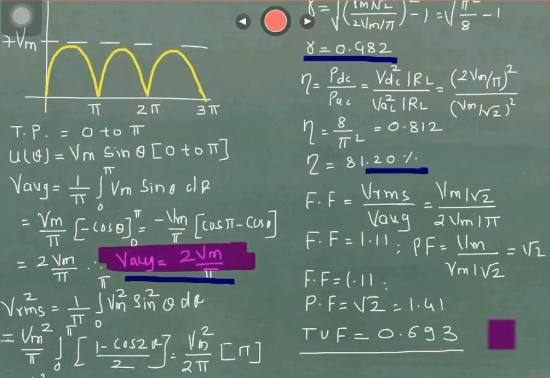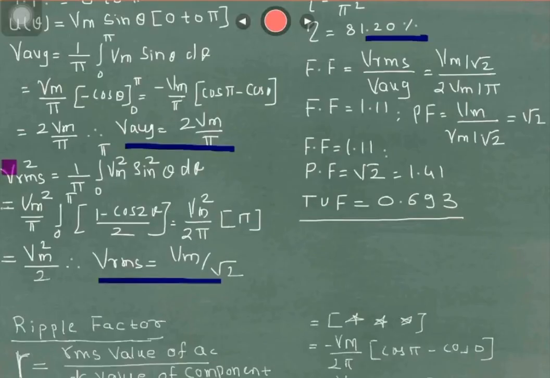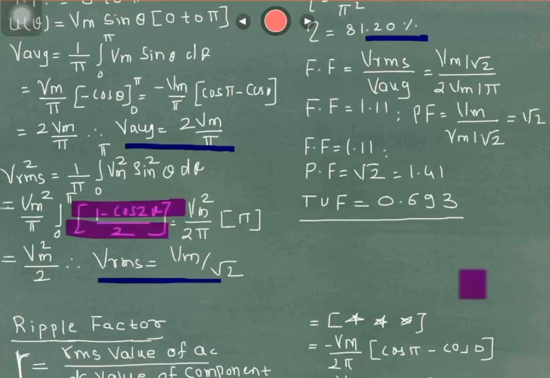You need to find out the RMS value. Once again, the same idea for finding out the RMS value. Vrms square is equal to 1 upon pi integration from 0 to pi Vm square sine square theta. Now we all know that sine square theta cannot be integrated directly. So we are taking 1 minus cos of 2 theta upon 2 as shown in this particular equation.